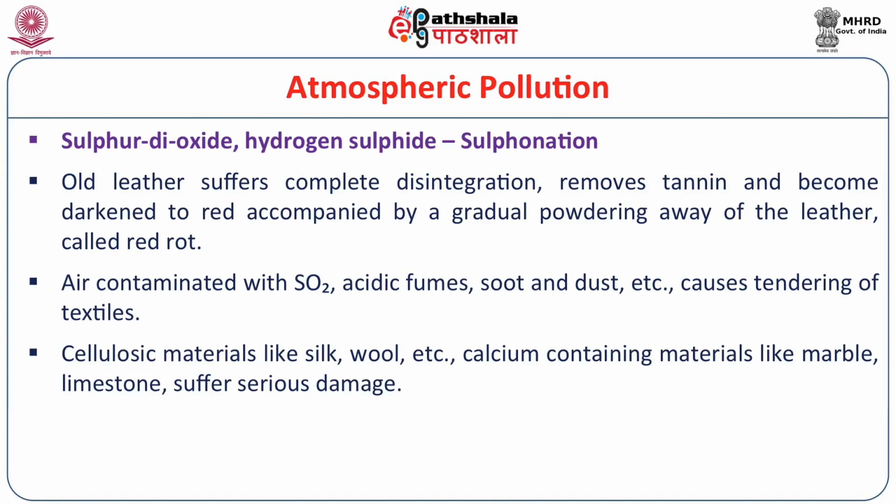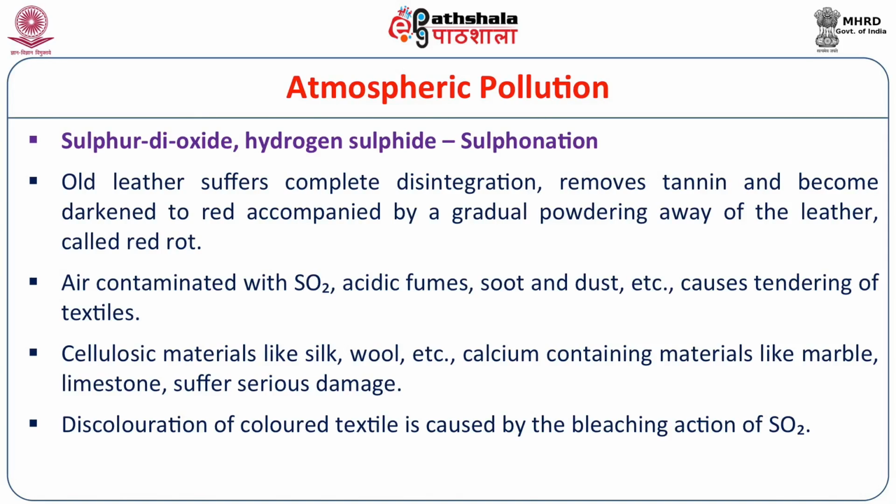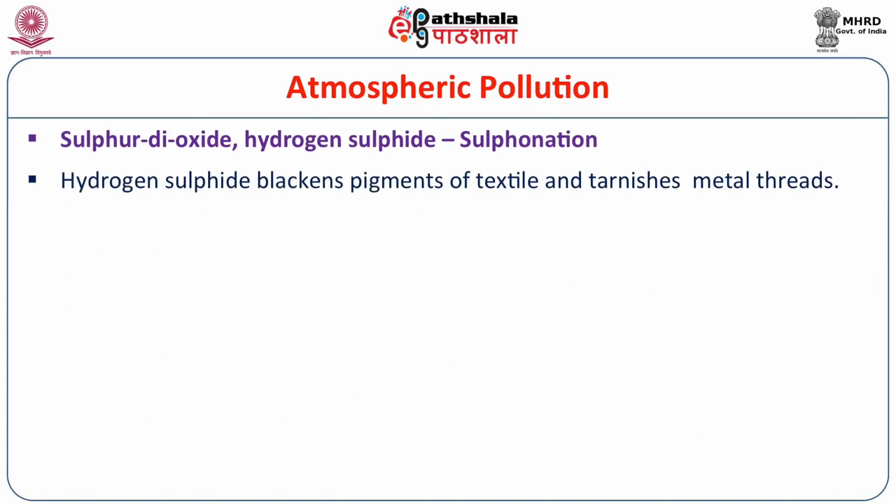Calcium containing materials like marble and limestone suffer serious damage due to sulfur dioxide or hydrogen sulfide. Discoloration of colored textile is caused by the bleaching action of sulfur dioxide. Hydrogen sulfide blackens the pigments of the textile, and it also tarnishes metal threads, mainly the silver threads.